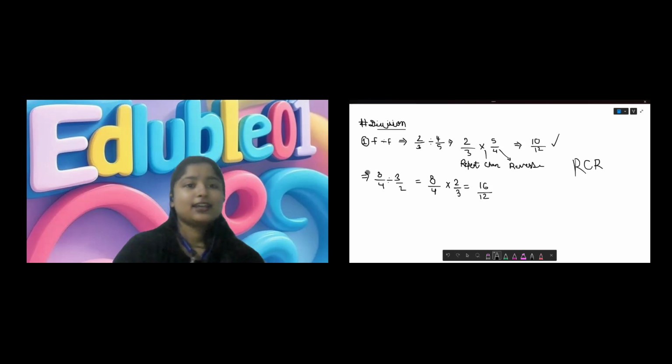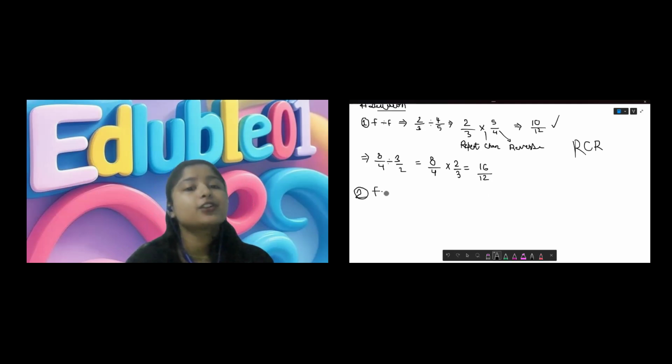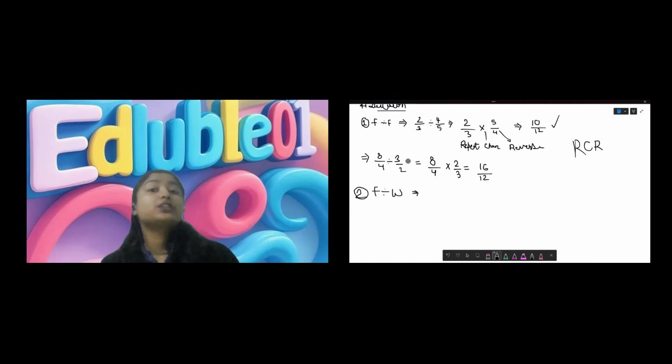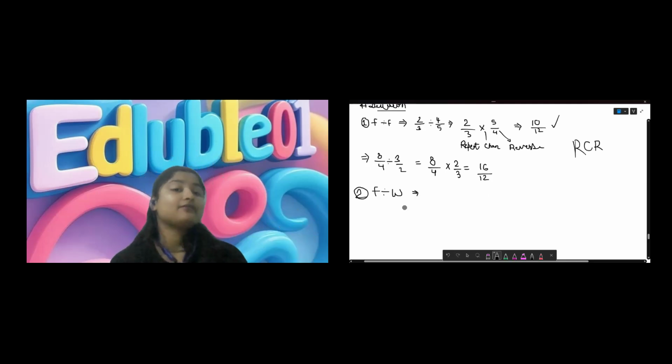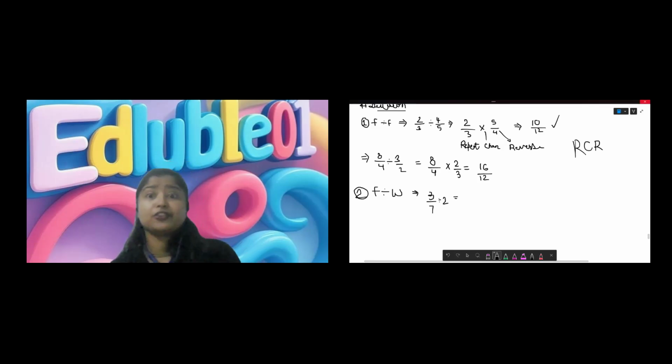Now let's see the second case scenario, where a fraction is divided by a whole number. This is the second scenario. So simple. You're going to use the same base, the same logic. Just need to solve the question. Let's take an example: 3 over 7 divided by 2. You need to remember the same rule, RCR.